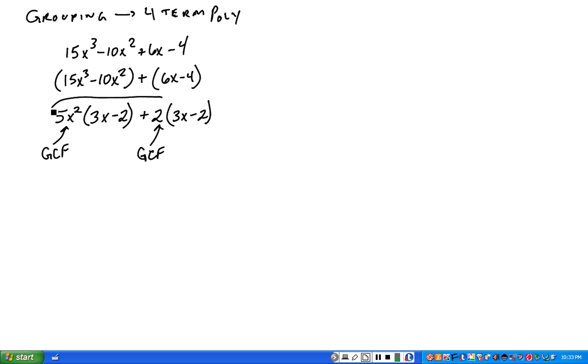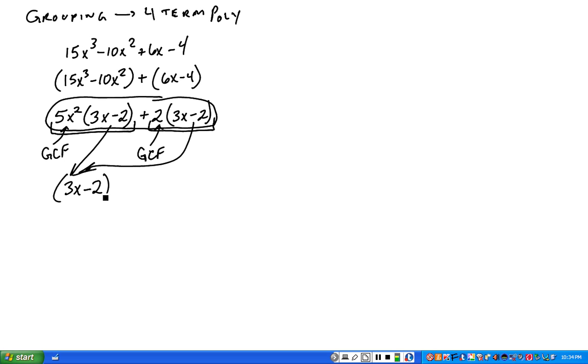This phase right here looks just like the problems I just showed you, where we're talking about factoring out a common binomial. Notice we have one term here plus a second term there, so two terms. And what do both of these terms have in them? Both of them have 3x minus 2, so now 3x minus 2 becomes the GCF because it's a common binomial.